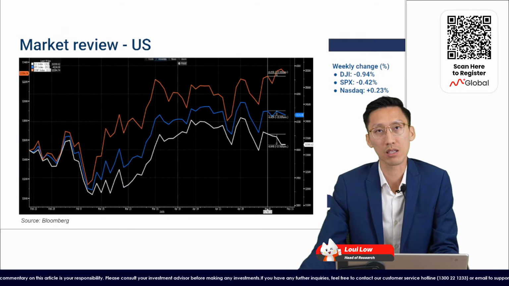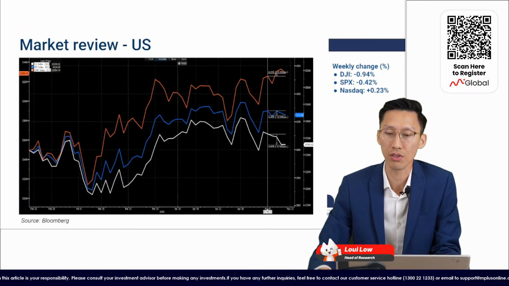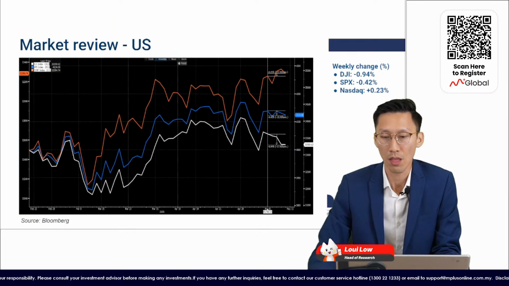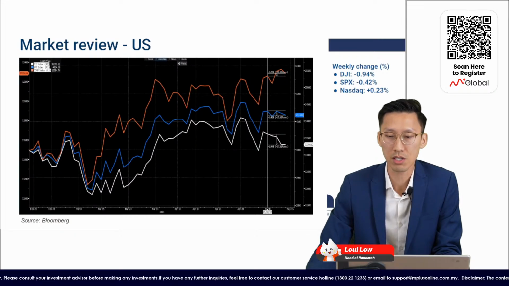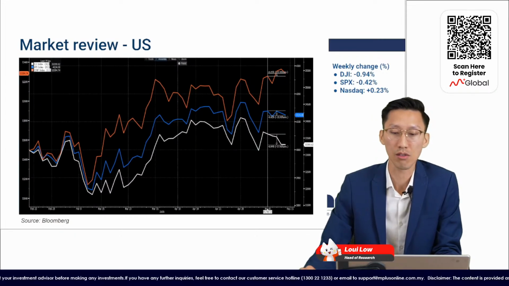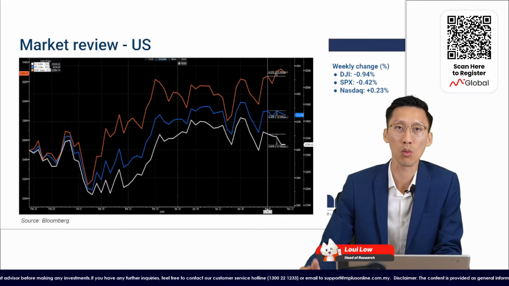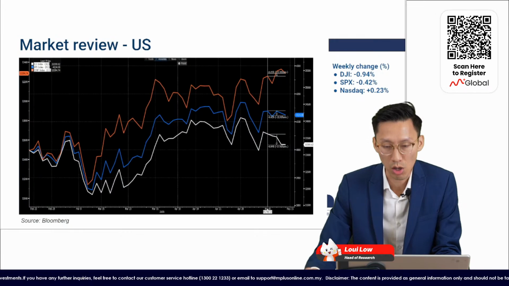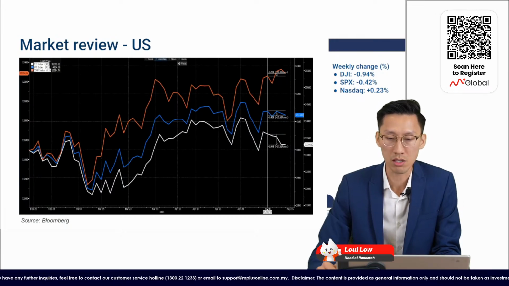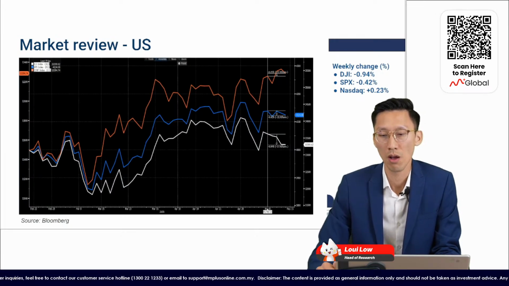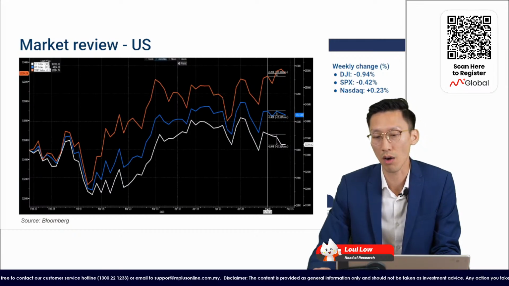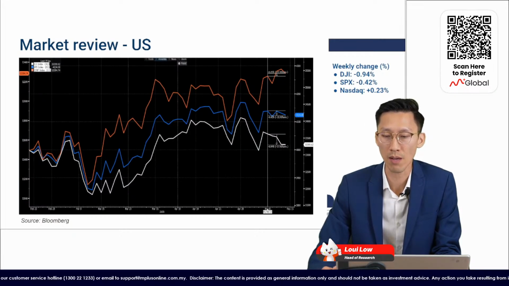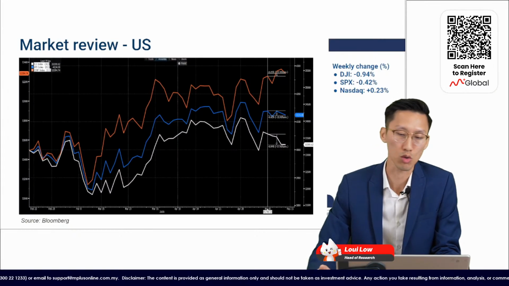So before we go into the debt ceiling, we are going to talk about the weekly change first. I think all these weekly changes are actually very useful, because we understand the tone for the stock market before the debt ceiling talk. So from last week until this Monday, we can see that the Dow Jones is down by nearly 1%, the S&P 500 is down by 0.4%, and the Nasdaq is up 0.23%.